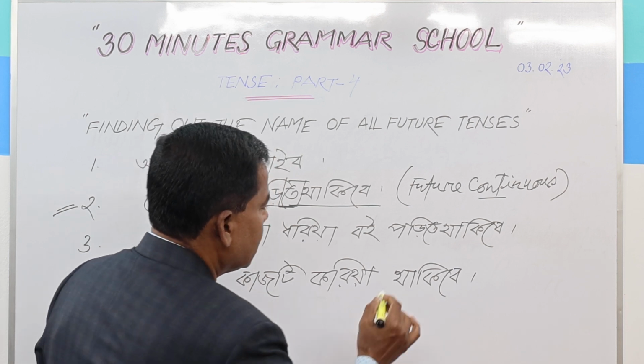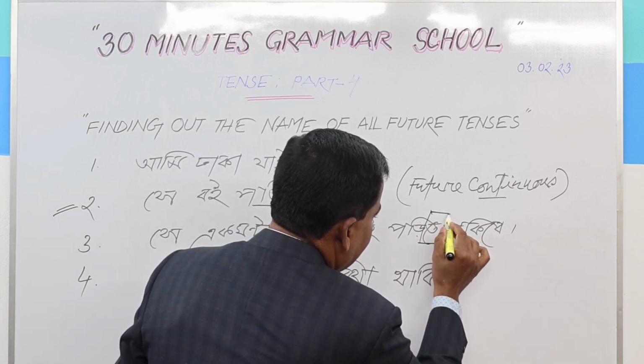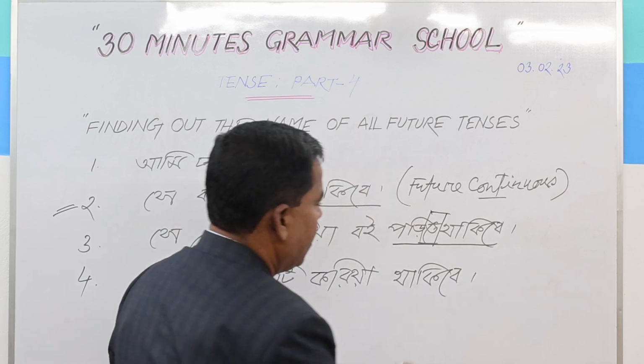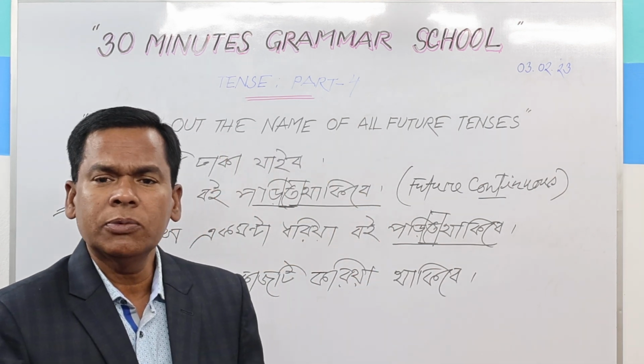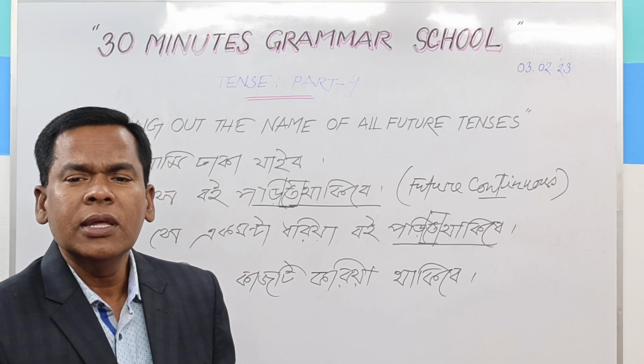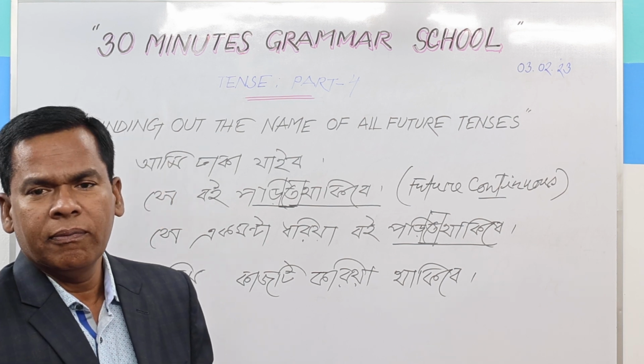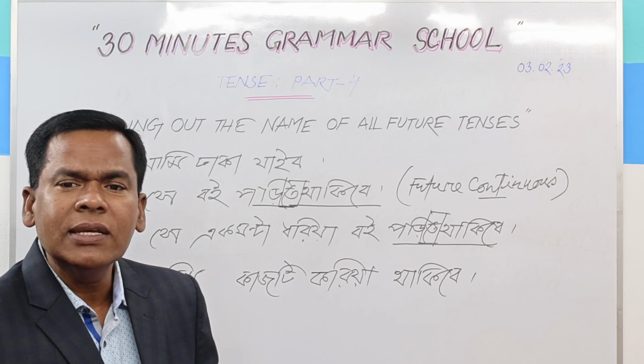So you can say, sir, here this is the verb. This is the verb, porite thakibe. And in this verb, we are finding the use of te. That means te is the symbol of recognizing a sentence as continuous tense.